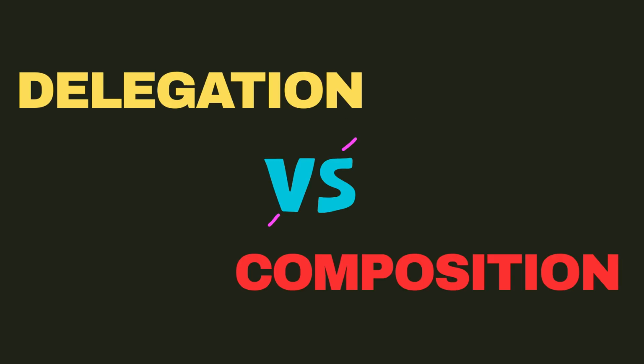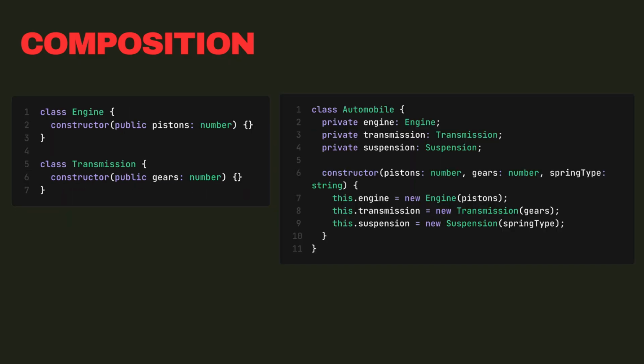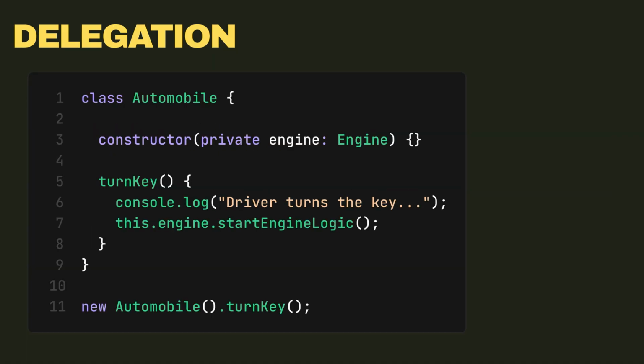Let's look at delegation versus composition. Delegation and composition are two fundamental object-oriented patterns for code reuse and relationship building, but they approach it from different angles. Composition is when an object is made up of other objects. The containing object owns the contained object. Delegation is when an object passes responsibility for a task to another object. Instead of implementing functionality itself for that task, it asks another object to handle that task.